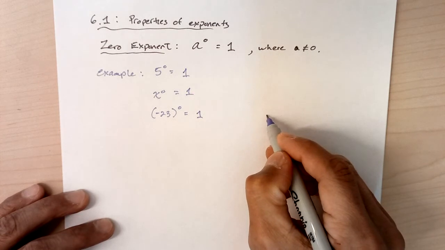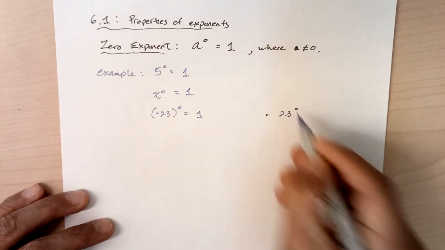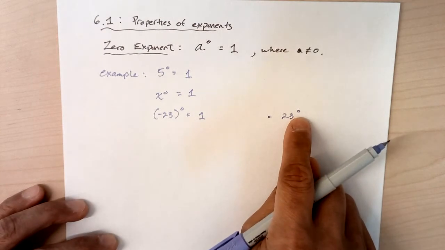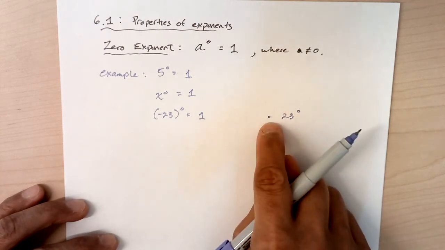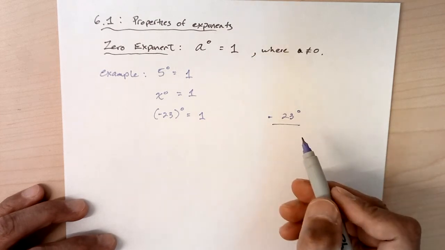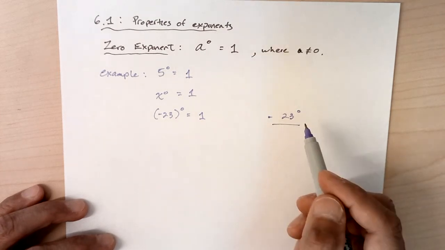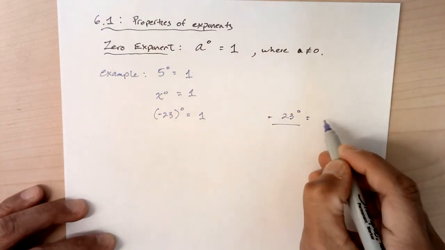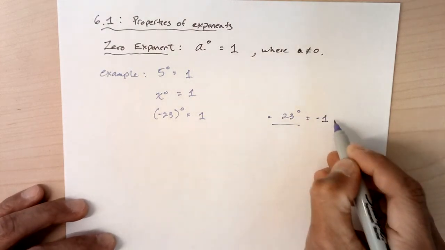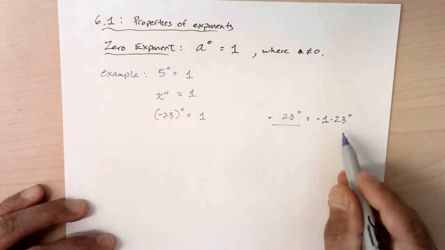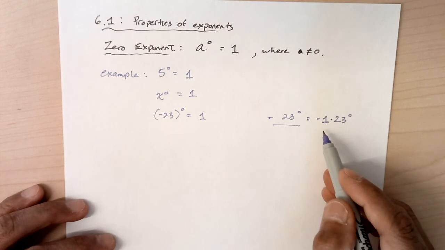This right here, negative 23 to the 0 power, is actually different. 23 to the 0 power is actually 1, but then this says take the opposite of that. So that would be negative 1. So be careful there. You have to be using the correct order of operations, or PEMDAS, because if you have an expression like this, this would actually be the same as negative 1 times 23 to the 0 power, where you would use exponents before multiplication.